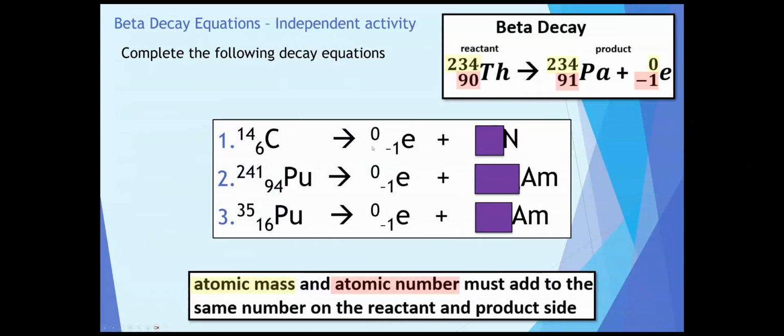Here's the same thing. We use the same as before, except this is beta decay, and we've got a 0 and a -1 with an E to represent beta. So we just do the same as before. We need to equal 14. So 0 plus 14 will give us 14, and -1 plus 7 will give us 6. And then 0 plus 241 will give us 241, and -1 plus 95 will give us 94. And then 0 plus 35 will give us 35, and -1 plus 17 will give us 16. And there are our answers.